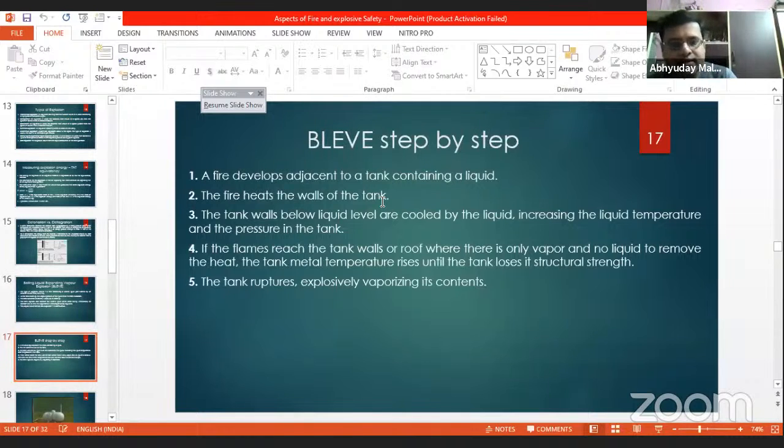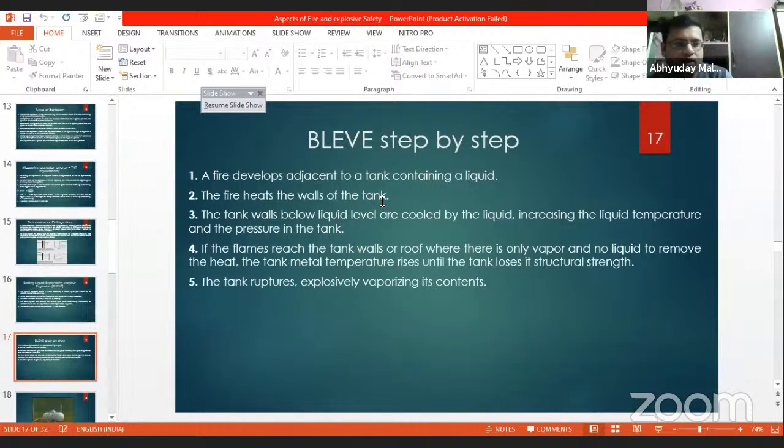If a tank is storing a volatile liquid, a fire can develop adjacent to the tank. The fire will heat up the walls of the tank. Now, if the tank is partially filled with the liquid, the portion of the tank wall which is below the liquid level gets cooled by the liquid. That is, the liquid absorbs the heat from the tank wall, cools down the tank wall, but itself gets heated, and thereby the vapor pressure inside the tank increases. The portion of the wall above the liquid level cannot be cooled down by the liquid, hence the temperature of that portion goes on increasing.